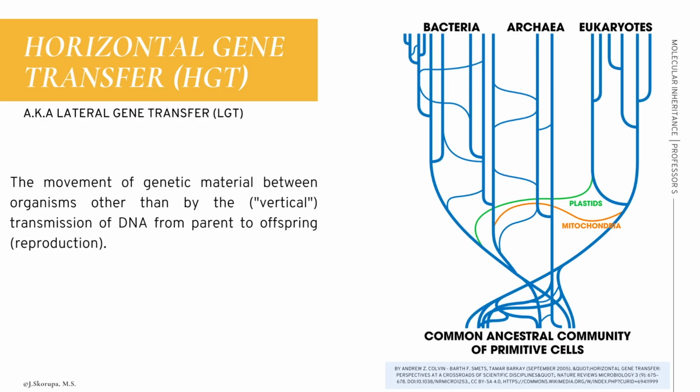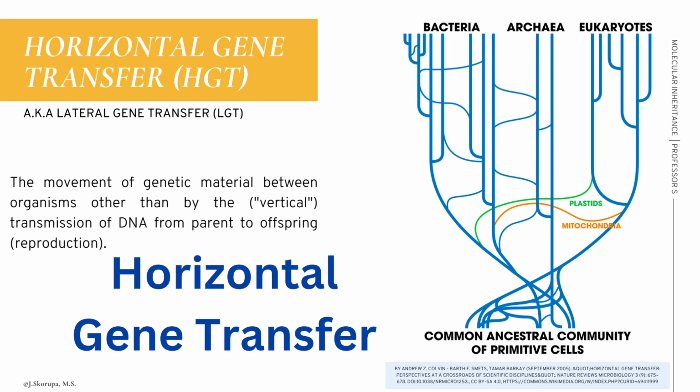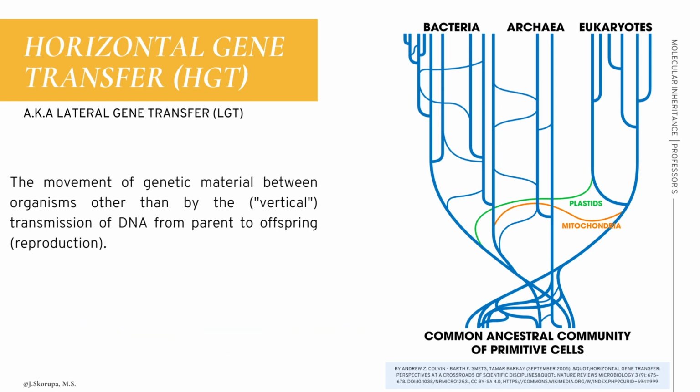So now you should have a great understanding of transformation. I mentioned that transformation is a method of horizontal gene transfer, HGT. Another name for this is lateral gene transfer. They both indicate sideways movement. HGT is the movement of genetic material between organisms other than by vertical transmission of DNA from parent to offspring via reproduction. So, when we inherit DNA from our parents, that is vertical transmission, and it is via reproduction. Horizontal gene transfer is different.